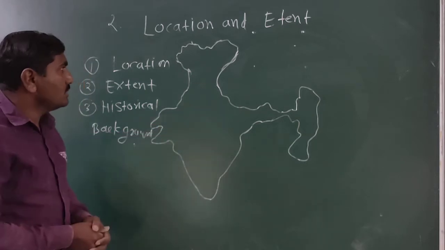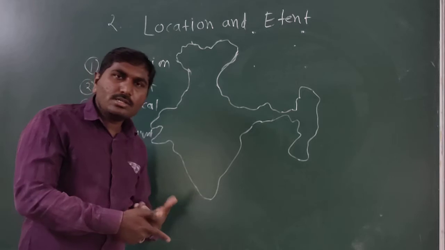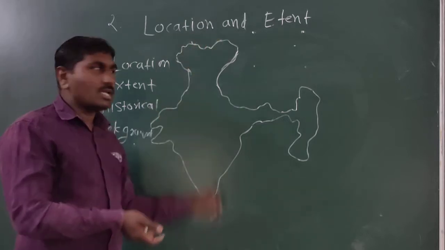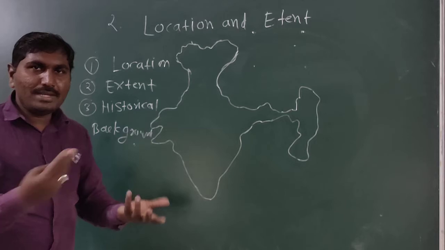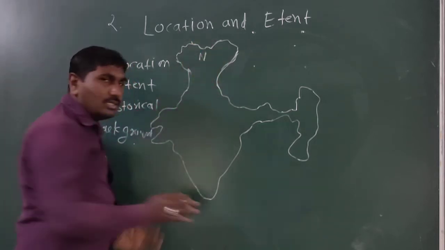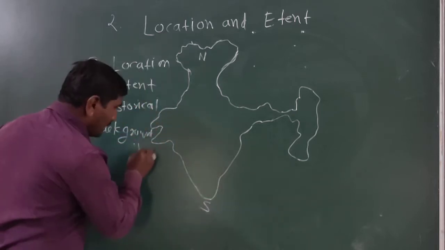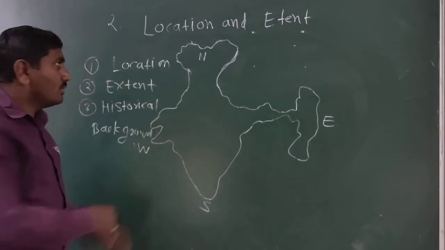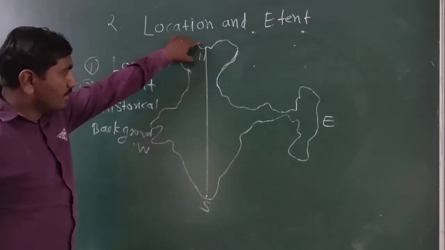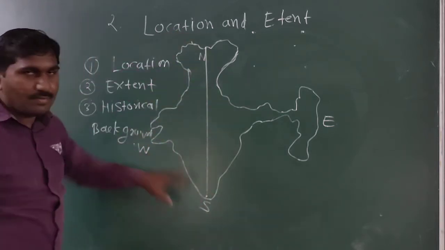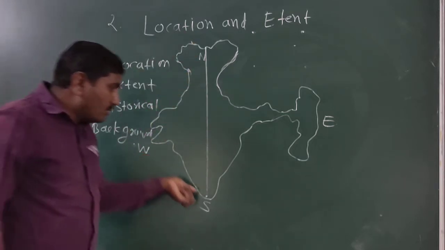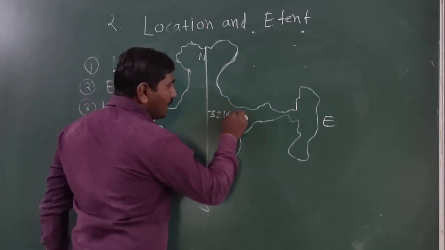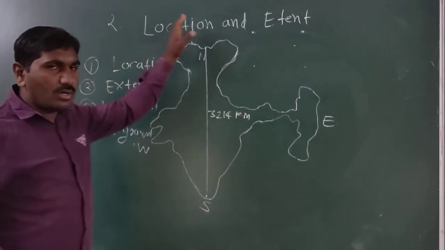So now let's start with India's location. Where is India's location? That we have to understand first of all. But before that, we will understand the distance between north to south and east to west. This is the northern direction, this is the southern direction, this is the western direction, this is the eastern direction. These are the four directions. First we will think about the distance between the most southern point and the most northern point, and that distance is 3214 kilometer. This is the distance between north and south.